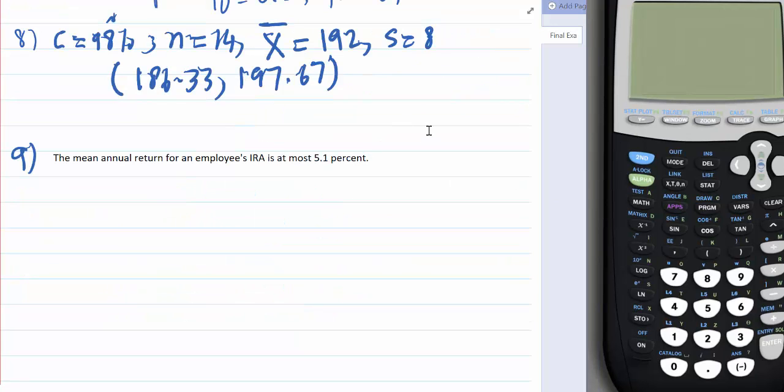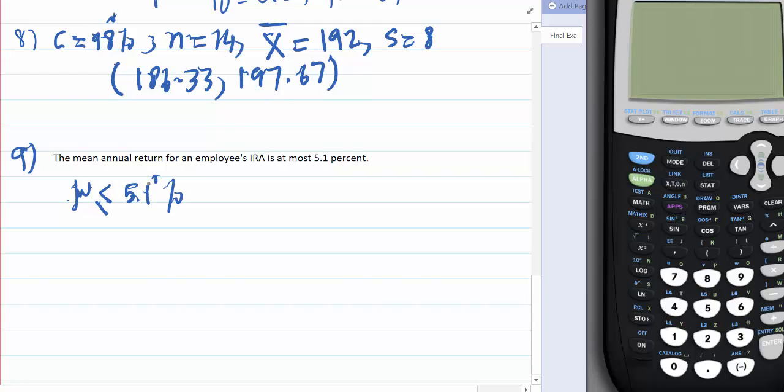Okay, number 9, he wants us to write the null and the alternative hypotheses. This is what the claim is: the mean annual return for an employee IRA is at most 5.1%. At most, what's at most, guys? It's less than or equal to 5.1%. So the condition of equality is in this claim, and this is what's going to be your null hypothesis. What would be the complement of this claim, or what we call the competing claim? It's the alternative statement. The complement of less than or equal to will be greater than 5.1%.